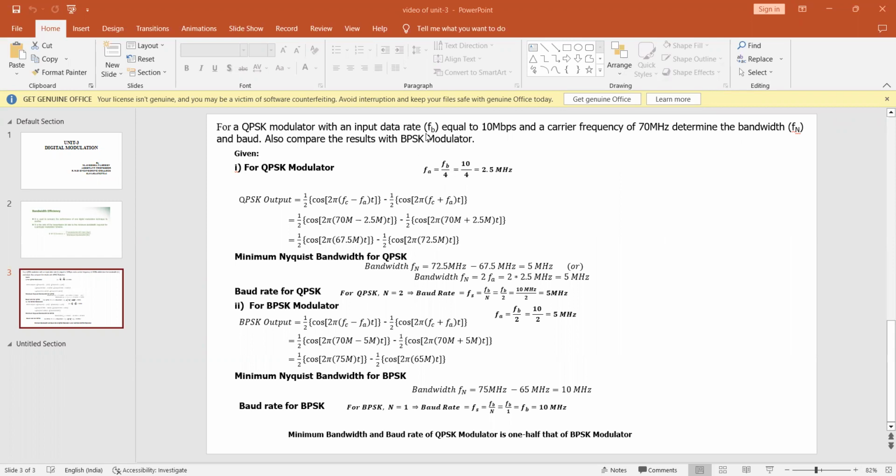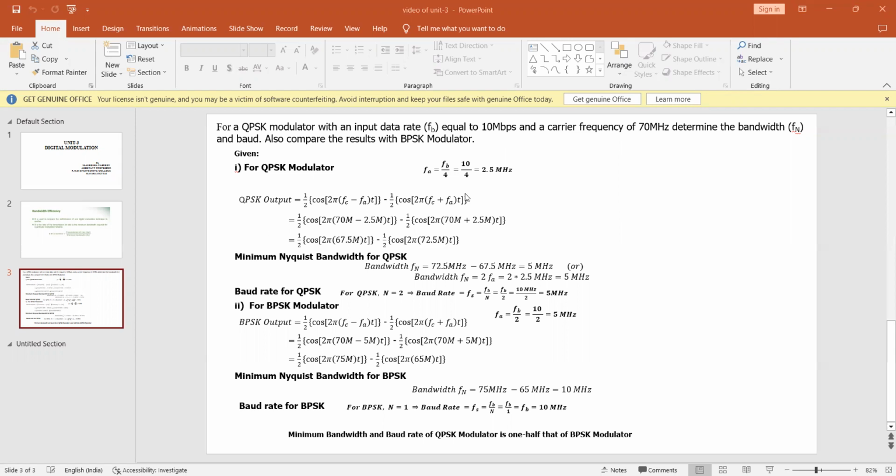So the given data are the input data rate fb and the carrier frequency. The carrier frequency is denoted as fc. fc and fb are given. For a QPSK modulator, we need to calculate fa.